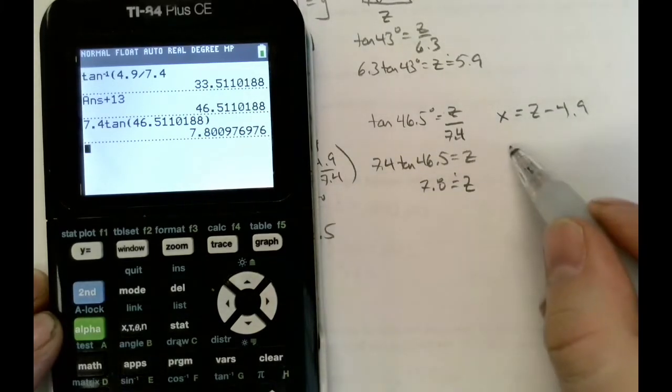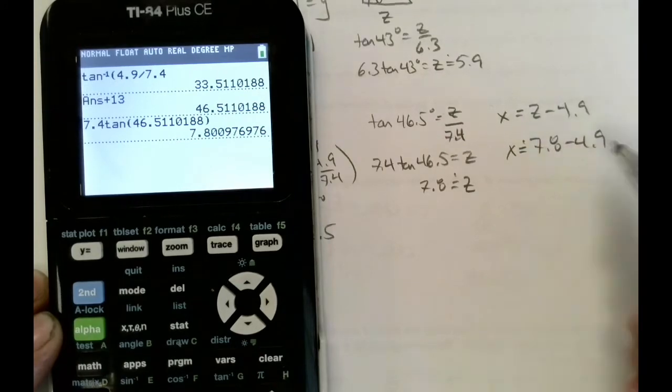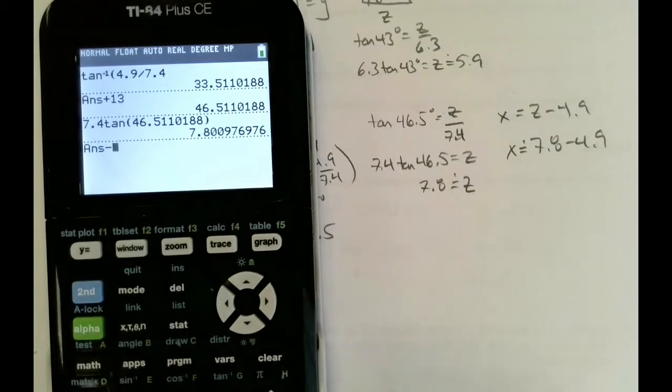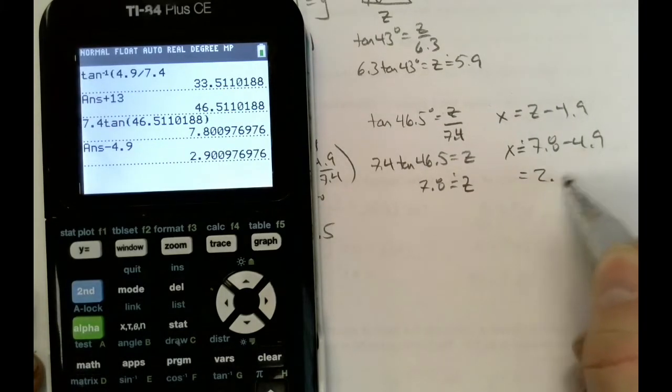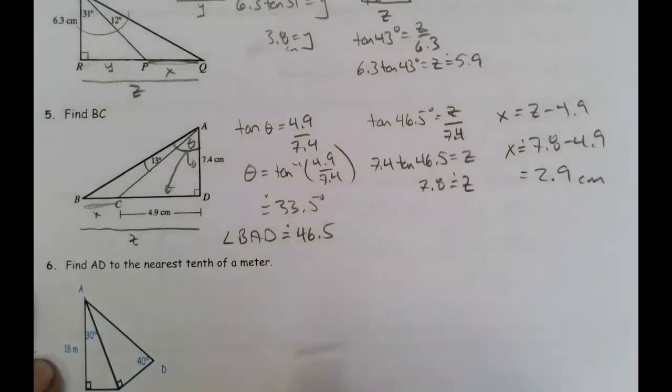So now I can write that X is approximately 7.8 minus 4.9. So on my calculator here, I'll simply press subtract, because the calculator knows to subtract it from there. 4.9, and I'm going to get approximately 2.9 centimeters. Is that length for BC?